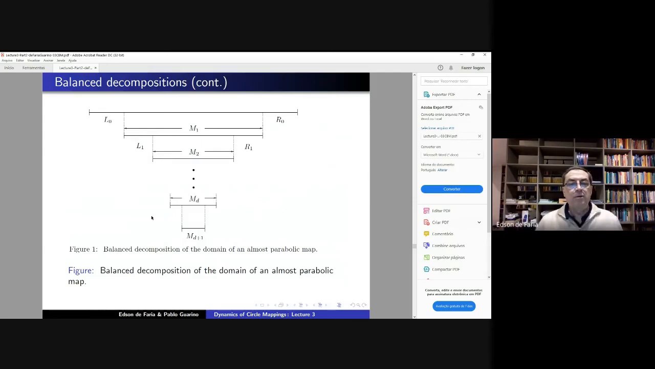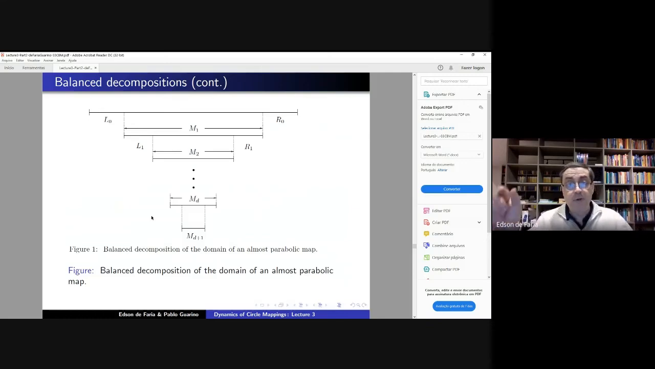And in the middle, you're going to get this interval M sub 2, okay? And you keep doing this. Now, when you go from this step to the next step, you're going to define L2 as the union of 4 consecutive fundamental domains on the left, and R sub 2 is going to be the union of 4 consecutive fundamental domains on the right, okay? And you keep doing this until you cannot do anymore.